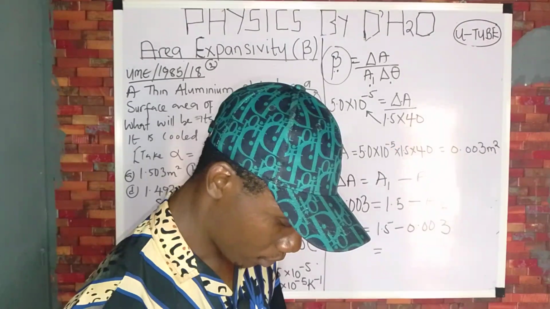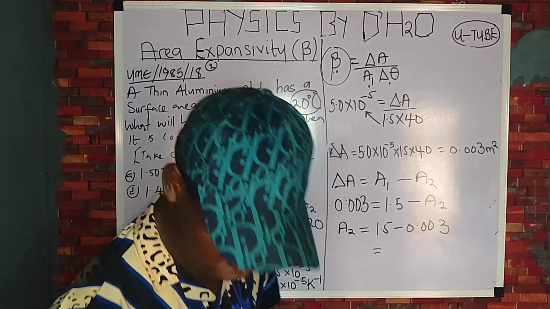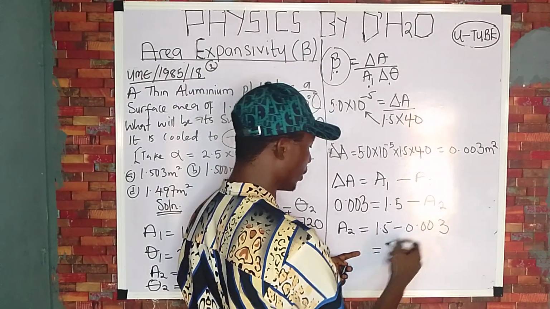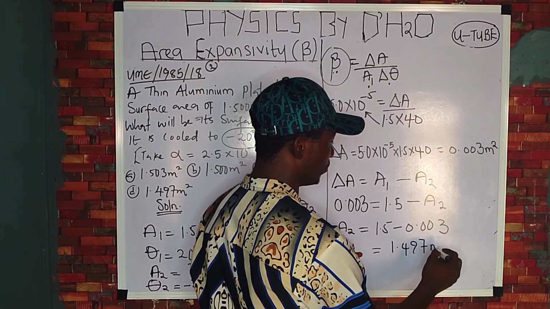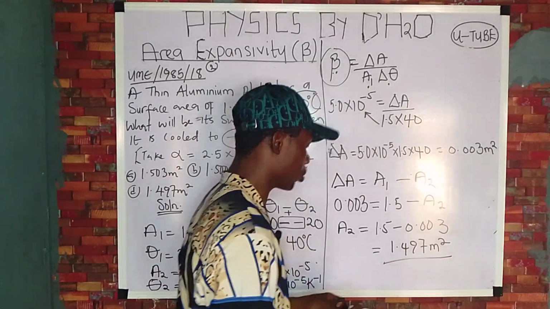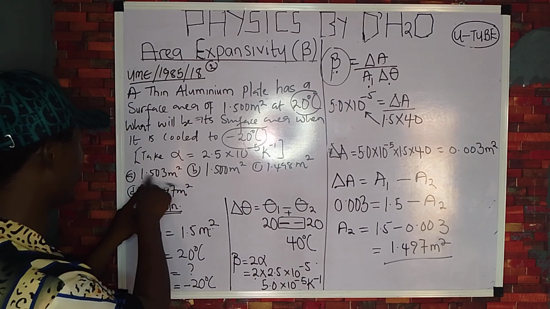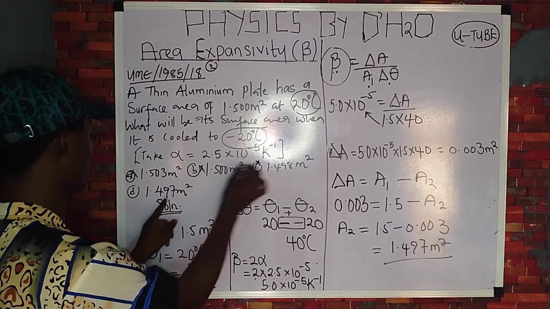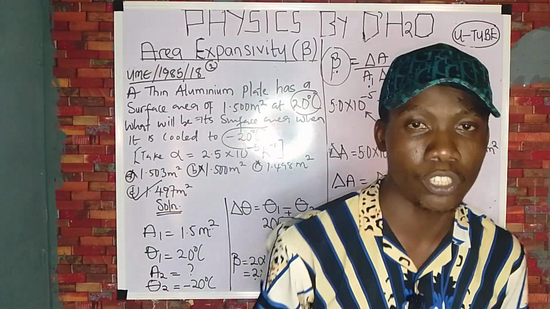1.5 minus 0.003 will give us 1.497 meter square. Okay, so let's go to the options and check. We have the answer is not A, the answer is not B, the answer is not C, but the answer is D. Okay, finally we have come to the end of this video.